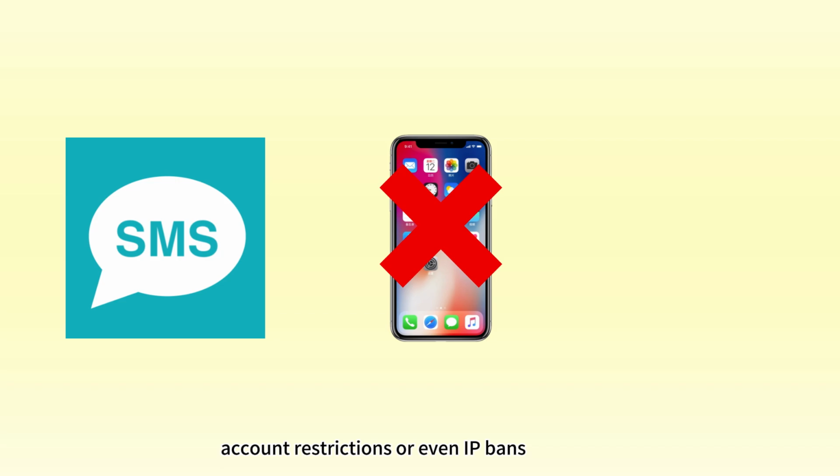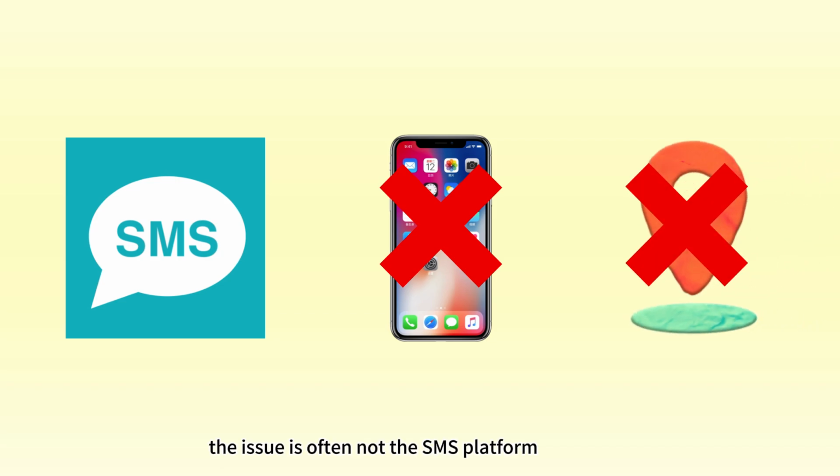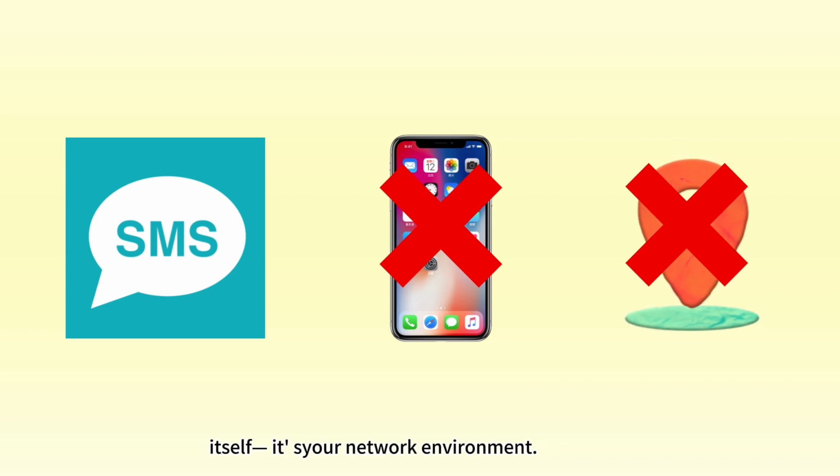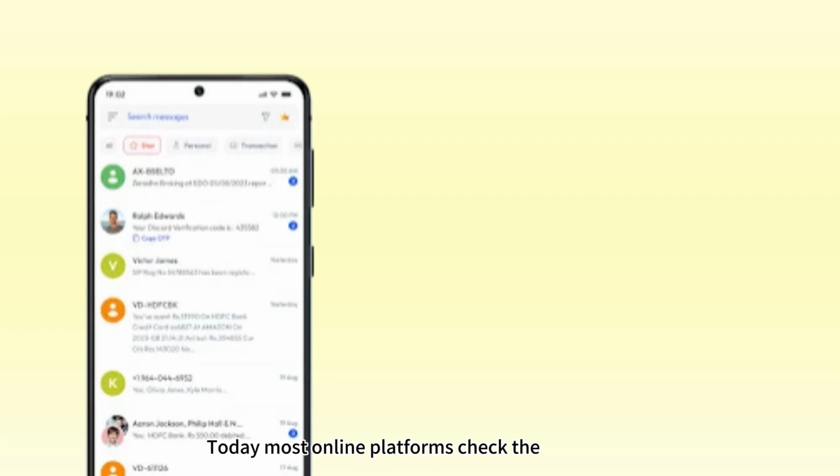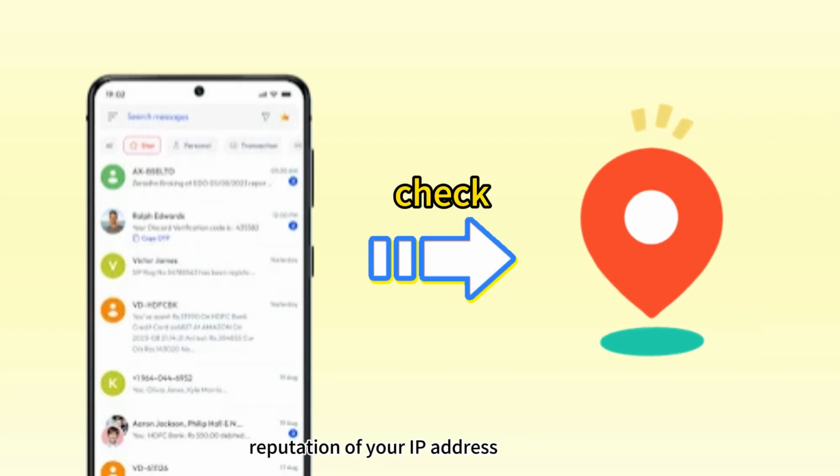If you are using SMS activation services to register accounts but often run into problems like failed registrations, account restrictions or even IP bans, the issue is often not the SMS platform itself, it's the site or network environment. Today most online platforms check the reputation of your IP address.